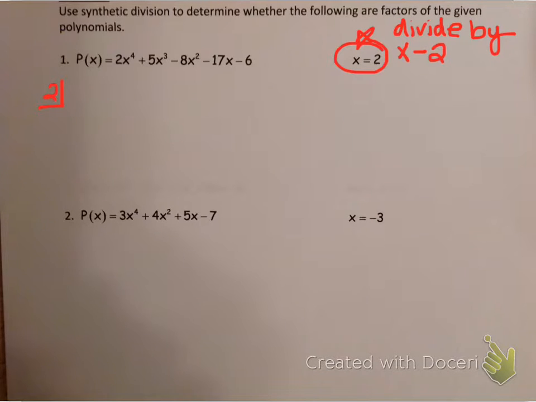So we are dividing by x minus 2. So we put 2 into the synthetic division box, and we're going to see if our remainder is 0. We're going to see if it divides out perfectly. So we're dividing it out of 2x to the 4th, plus 5x cubed, minus 8x squared, minus 17x, minus 6.